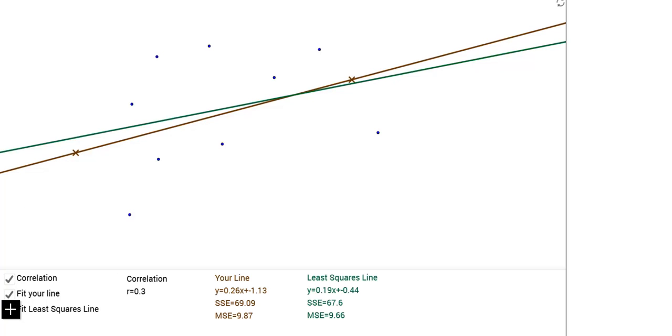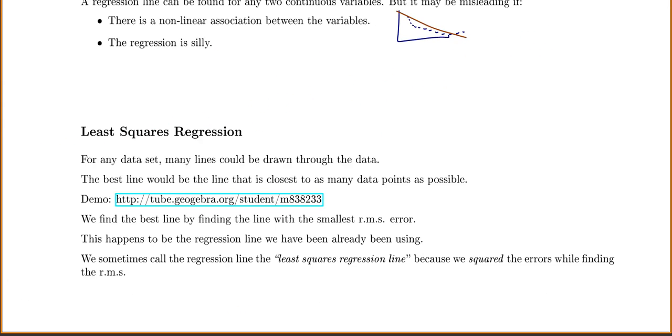Now I'll ask the computer to do it. And it found the smallest MSE was actually 9.66. So it found a line with a smaller MSE than we did. This green line, the least squares line, is the best possible line to fit the data, the one that comes the closest to as many points as possible. It turns out that the regression line we've already been using is this line of best fit. We call it the least squares regression line because we squared the errors when we were finding the RMS, and then we found the least of the RMS error, and so it's the least squares regression line.